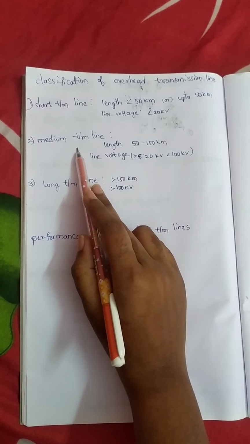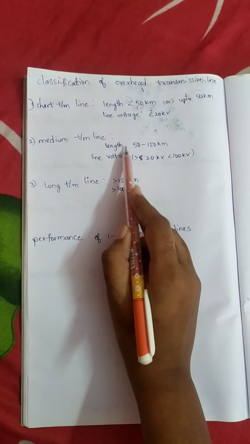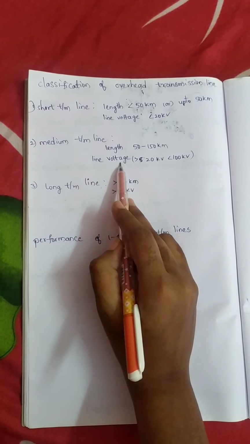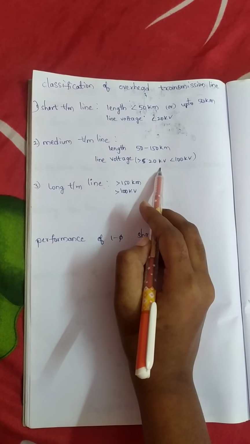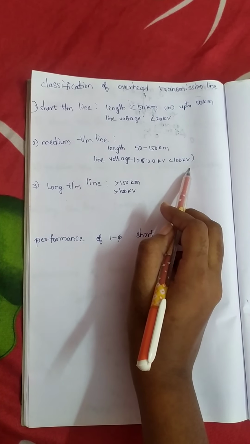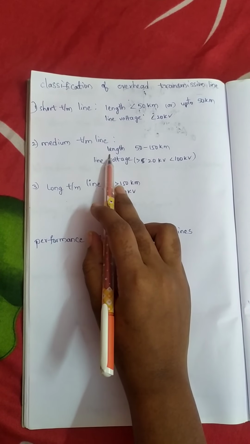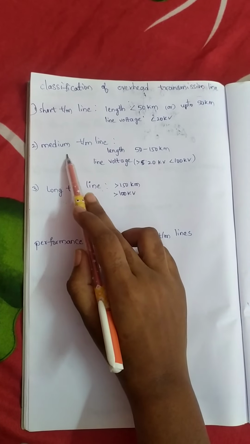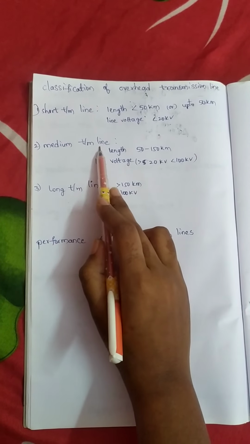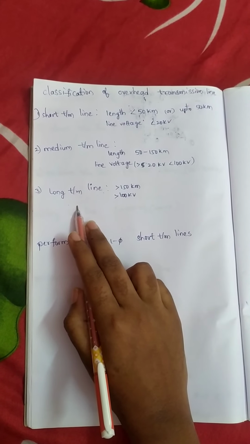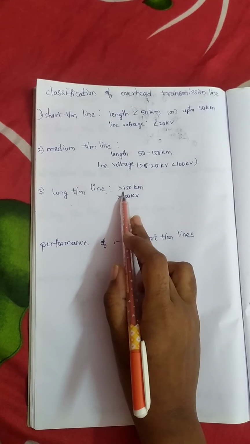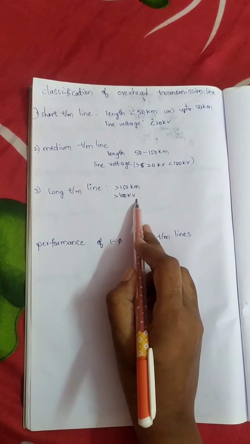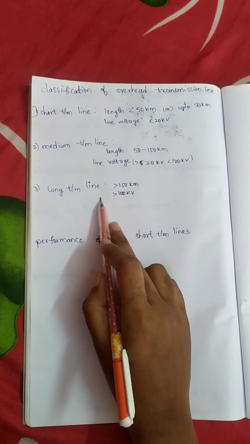And coming to medium transmission line, in which the length of the line is between 50 to 150 kilometers and the line voltage is more than 20 kilovolts and less than 100 kilovolts, then it is said to be a medium transmission line. Due to sufficient length and sufficient voltage, the capacitance is present in this type of line. And coming to long transmission line, when the length of the line is more than 150 kilometers and the line voltage is more than 100 kilovolts, then it is said to be a long transmission line.